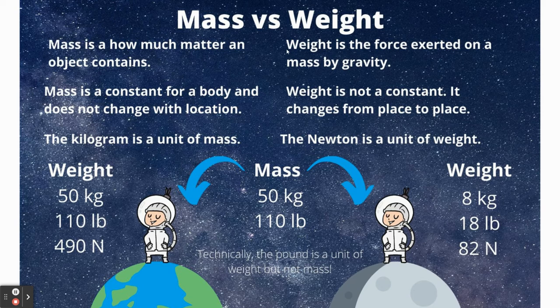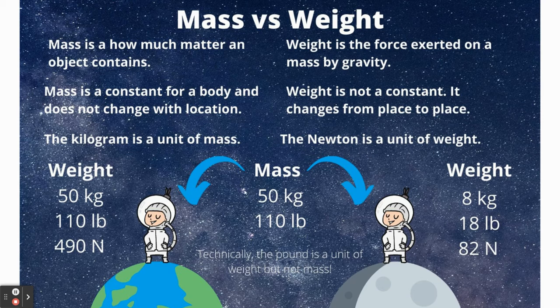So weight is actually a measure of force. Weight is the force exerted on mass by gravity. So weight isn't really a constant. We're going to talk about mass versus weight a little bit later when we talk about projectile motion and gravity, so free fall and all that good stuff. Weight changes as we change the force, and usually we measure weight in newtons.